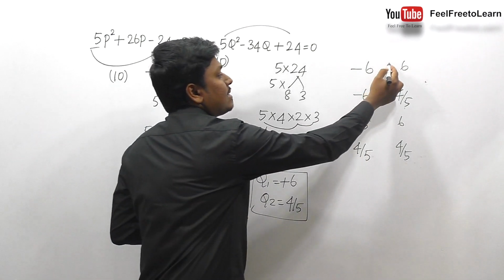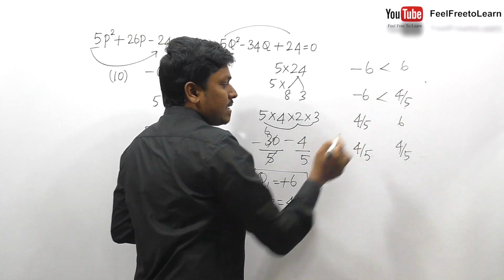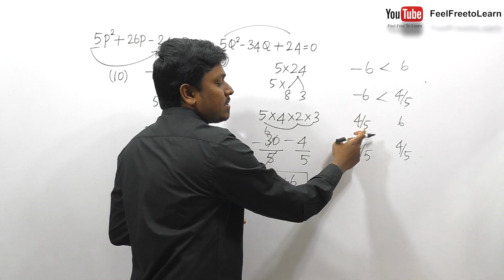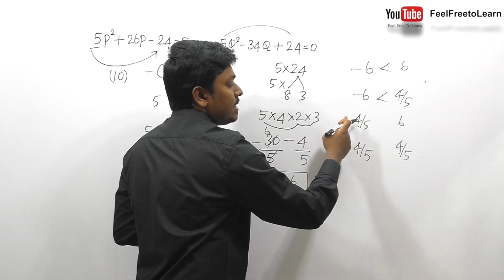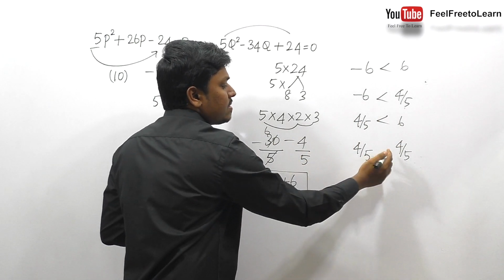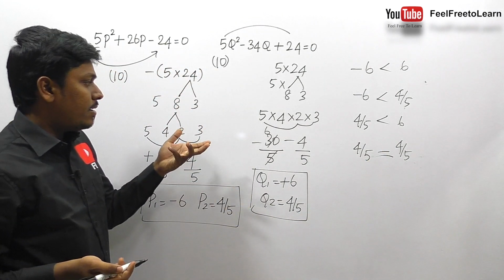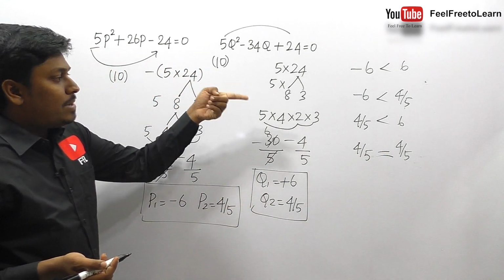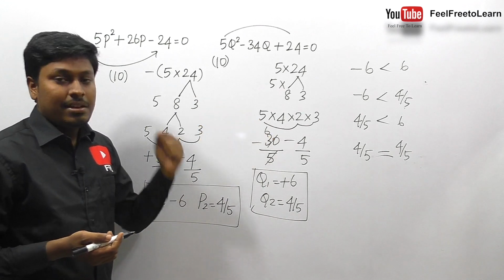So minus 6 and 6, where 6 is greater. So here positive is greater. Here it is 4, here it is 5. So 4 by 5 and 6. 6 fives are 30, 34, so 30 will be greater. So this will be equal. So finally, while comparing P and Q, P is less than Q, and finally P is equal to Q.